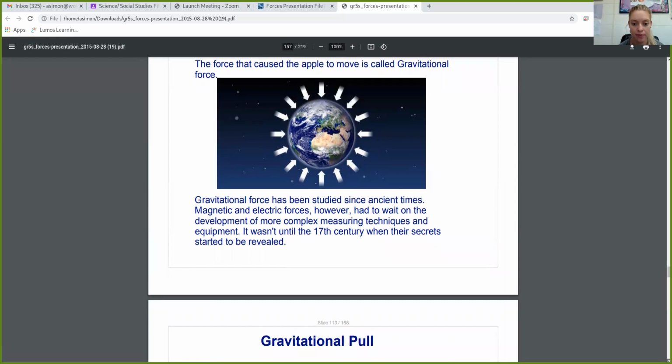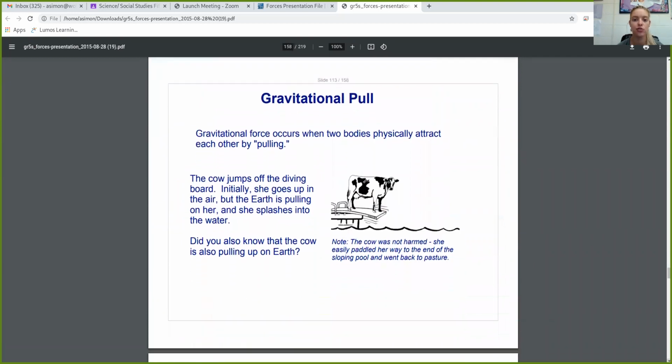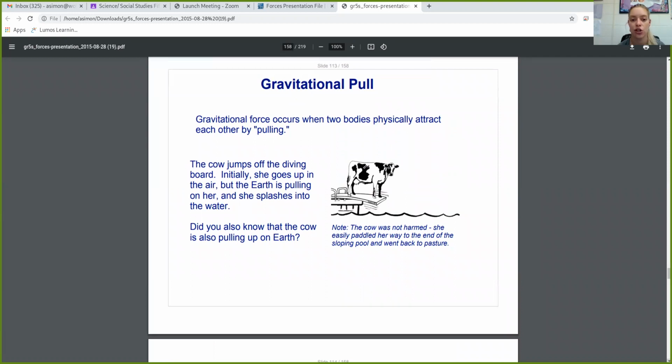All right, moving on. Now, gravitational pull. Gravitational force occurs when two bodies physically attract each other by pulling, okay? For example, we see this picture of a cow here. The cow jumps off the diving board. Think about if you've ever jumped on a diving board. When the cow jumps, the cow is going to go up, but the Earth immediately is going to pull that cow back down and it's going to splash in the water. Did you know that the cow is also pulling up on the Earth? Not only is the Earth pulling down on the cow, the cow is pulling up on the Earth, but the Earth has a greater pull. That's why the cow ultimately falls down.